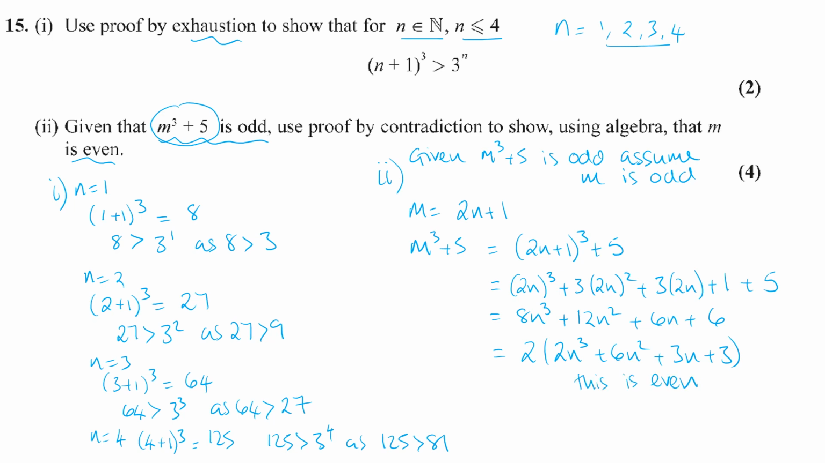So this is even. So when we put an odd number in, we got even, and we've contradicted ourselves. So therefore, we have proved that it must be even. This is a contradiction. So m must be even.